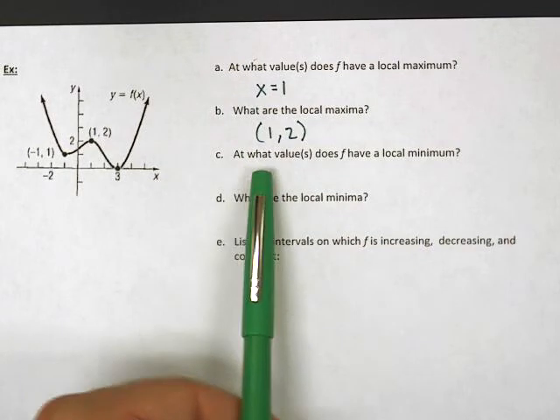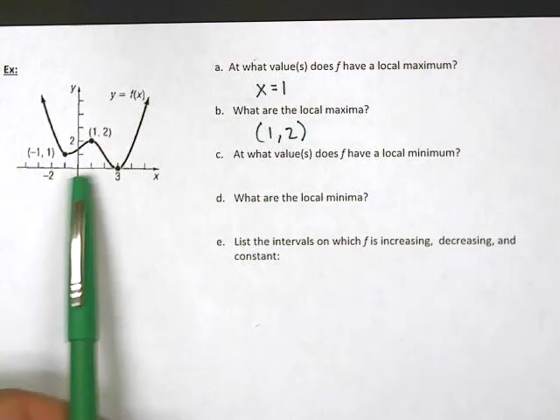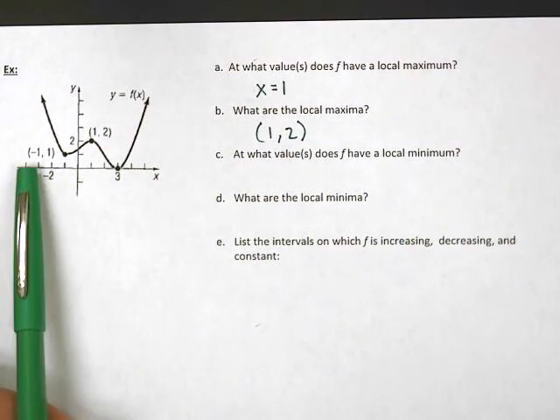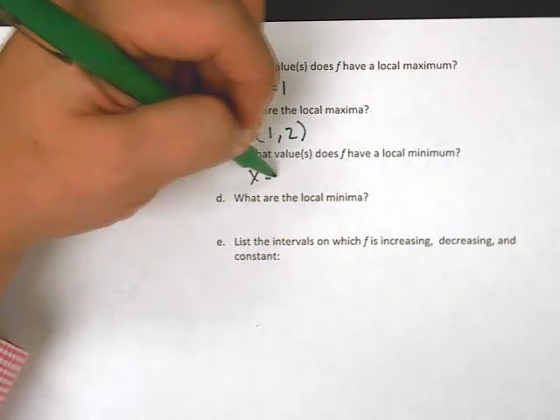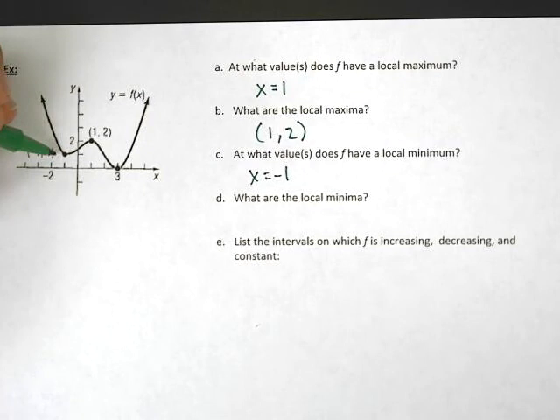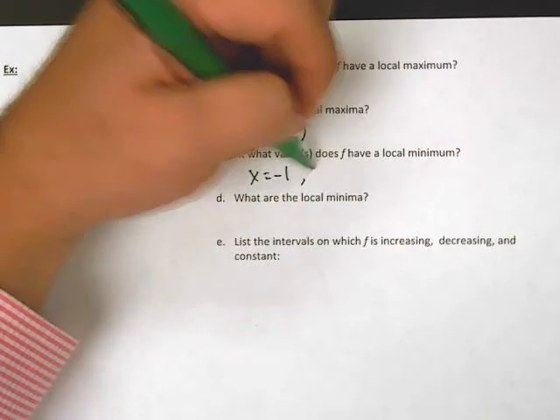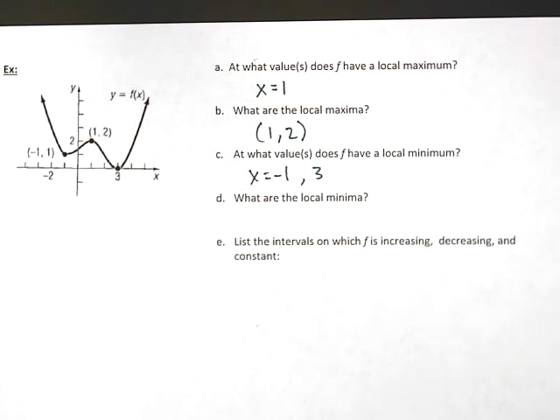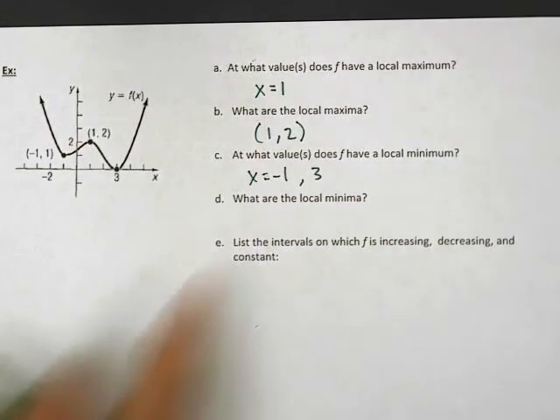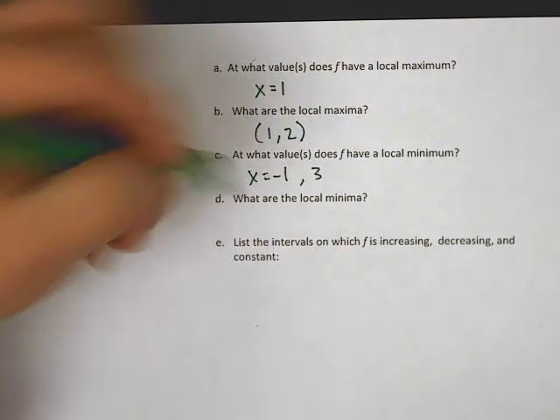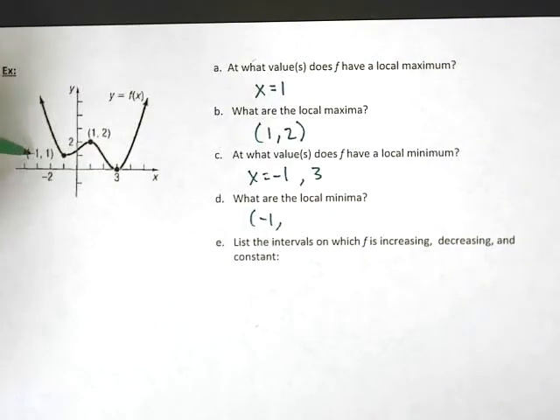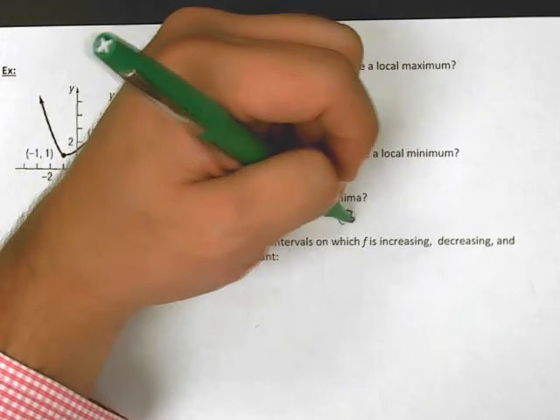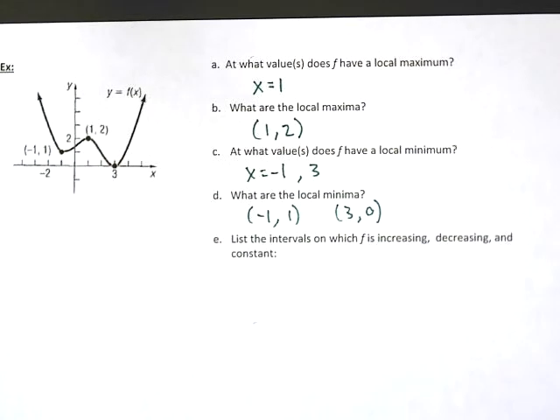Now, at what values does f have a local minimum? Well, now I'm going to say I have 1 at negative 1, and I have another one at 3. So, what are the local minima? Well, in this case now, I know my x value is negative 1, and that leads to a point of negative 1, 1. And then here I was at 3, 0.